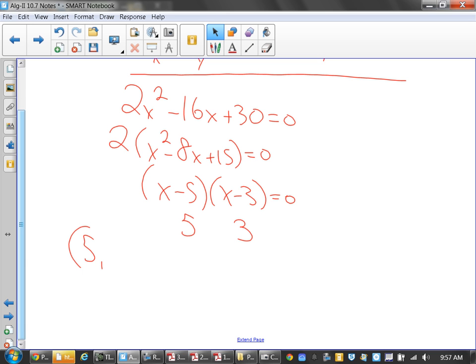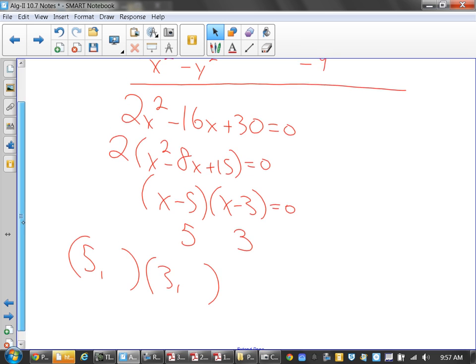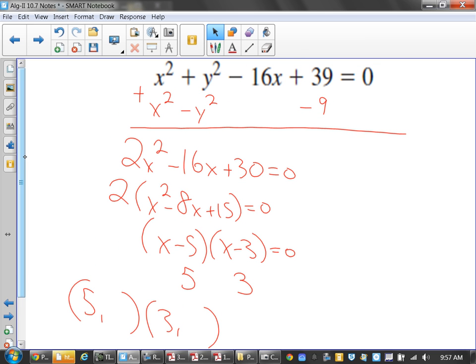So I have a 5 comma something and a 3 comma something, which means all I have to do now is go back and figure out what y is going to equal. All right?